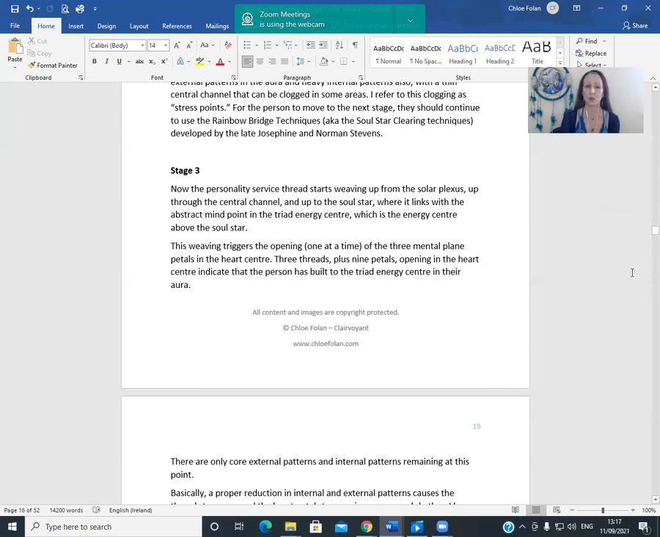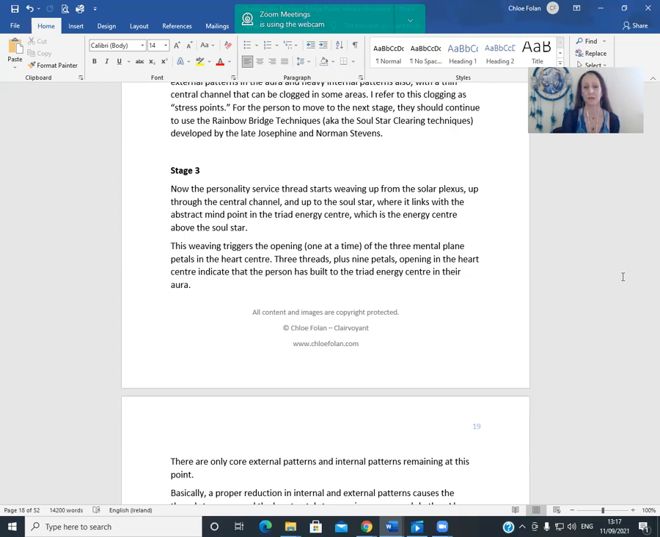Once the first 2 soul threads are anchored and corresponding heart center petals open, that then triggers the personality service thread to weave. And the personality service thread weaves up from the solar plexus, up through the central channel, up through the soul star, and links with the abstract mind point in your triad chakra, which is a celestial chakra, meaning higher self chakra, a star chakra above your soul star. It's one of the solar angels chakras, the triad chakra.